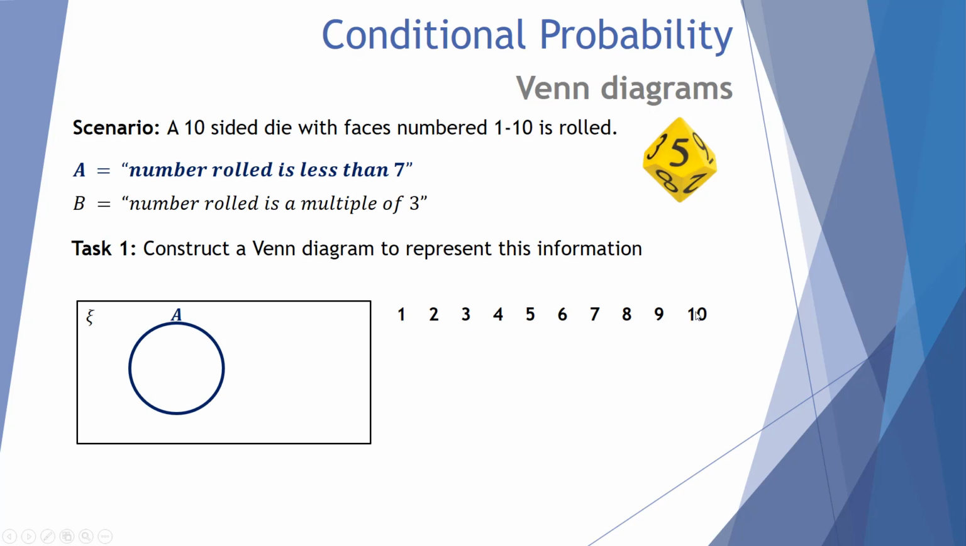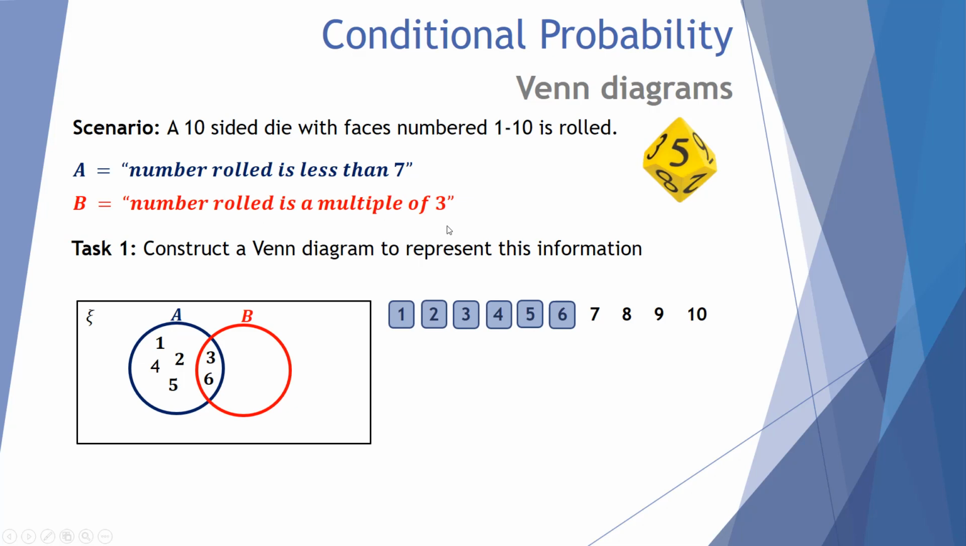So here's the numbers 1 to 10 available on this die. Event A is where the number rolled is less than 7. So we've got a 1, 2, 3, 4, 5, and 6. So we can place all those numbers in event A. Event B, the number rolled is a multiple of 3. So there's a 3. 3 goes into 6 as well, and 3 goes into 9. These are the 3 numbers that are a multiple of 3 up to the number 10.